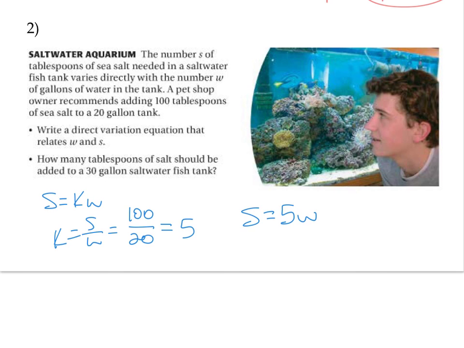Then we can answer the second part of this question, which says how many tablespoons of salt should be added to a 30-gallon saltwater fish tank. So for this part, we want to know how many tablespoons of sea salt we need to add for a 30-gallon tank. So that'd be 150 tablespoons.